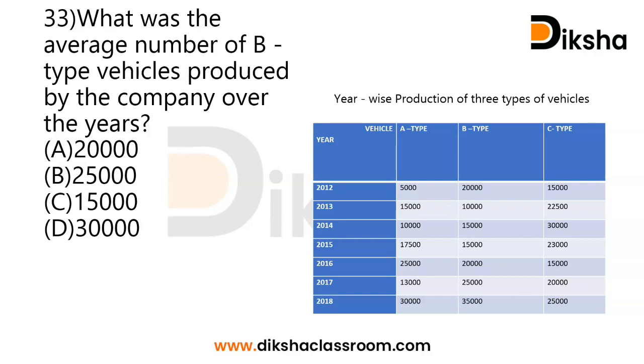Moving to the next question. What was the average number of B type of vehicles produced by the company over the years? That's the question. Question number 33, the third question from data interpretation.